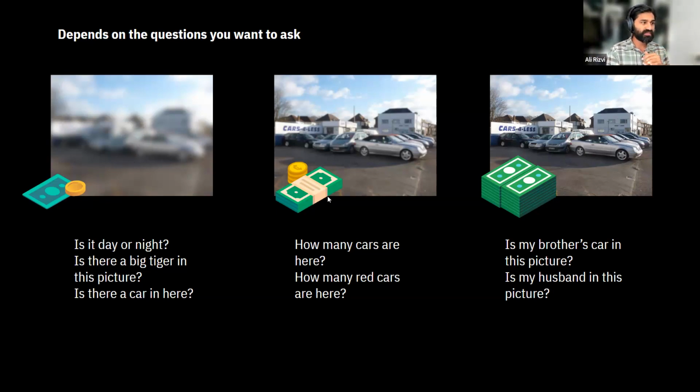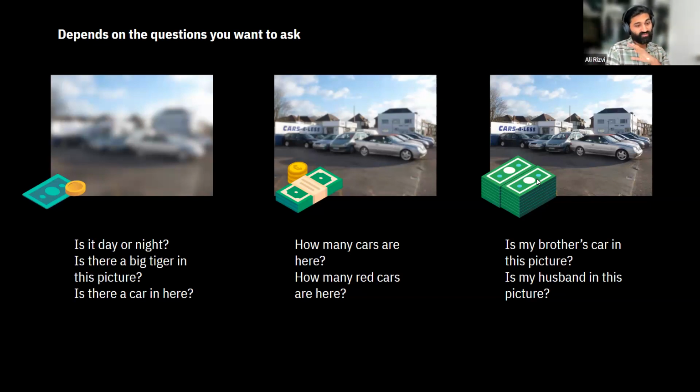Now, when you spend a little bit more epsilon and you buy slightly less blurry glass, because less blurry glass is expensive, you can say more. You can ask more complex questions. You can say, okay, how many cars are in here? How many red cars are in here? You can go to more detail.